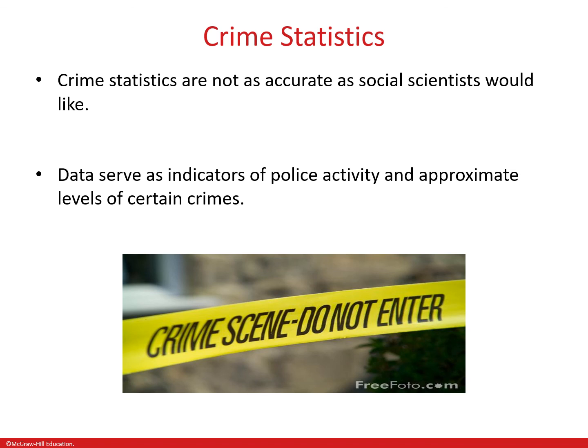All right, another thing I want to talk about is statistics, because we have to be very careful with crime statistics. They're not as accurate as social scientists would like them to be. Reported crime, what we hear in the media, is very high in the United States, so as a public, we regard crime as a very major social problem. However, we have to remember that they're only tracking crimes that have been reported to law enforcement. These data serve as indicators of police activity and approximate levels of certain crimes.